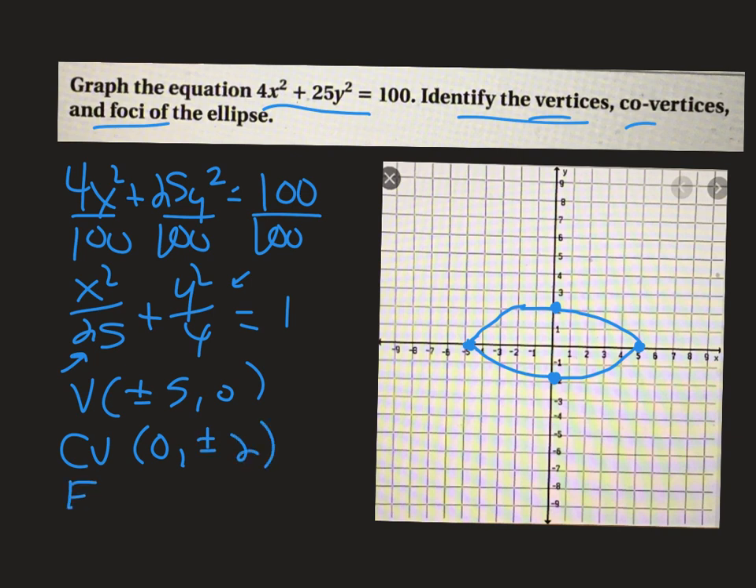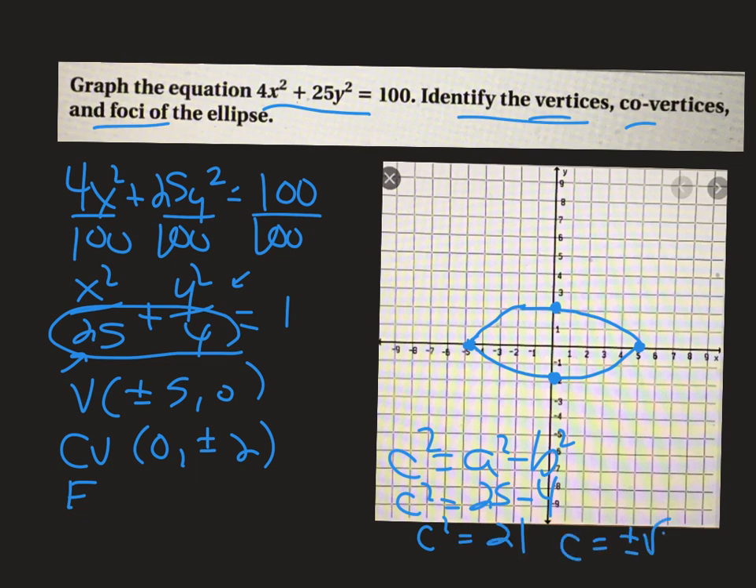And here's what we haven't done yet. The way you find the foci is you always do c squared is a squared minus b squared. Now, a squared and b squared are these two numbers in your equation, the 25 and the 4. So I'm going to say, okay, that's 25 minus 4, which is 21. If you take the square root of 21, you get plus or minus square root of 21. So the foci, they're going to be on the x-axis because it's the major axis. So it'd be plus or minus square root of 21, 0.